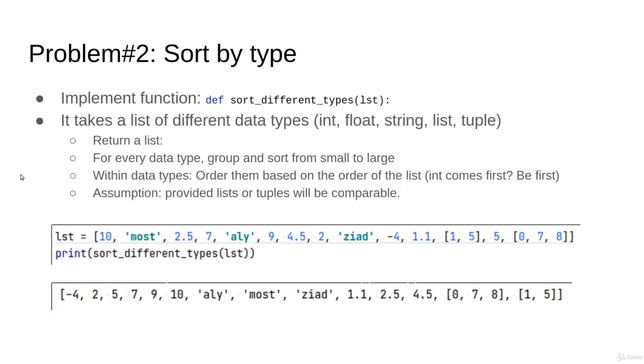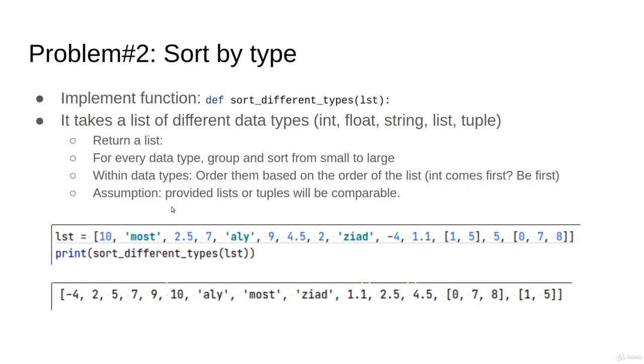In the second problem, you will implement a function, define, sort different types. The function will take a list of different data types, and you will have to return a new list according to the following. For every data type, group and sort them from small to large. Within the data types itself, order them based on the order of the list. For example, if the int comes first, it will be first.